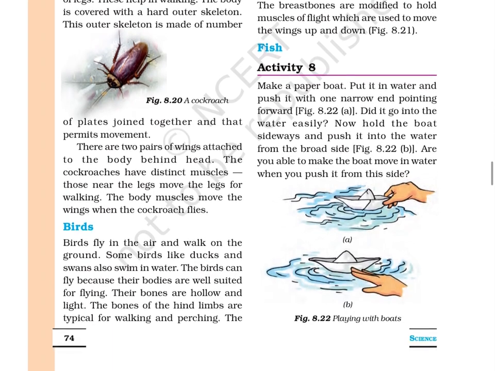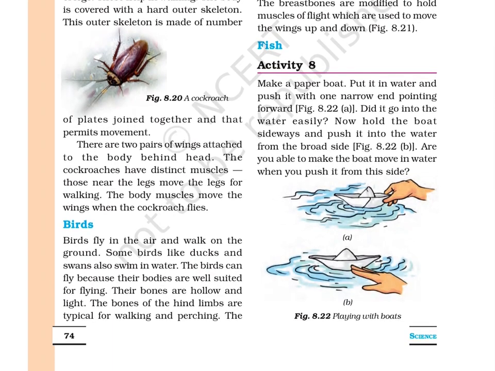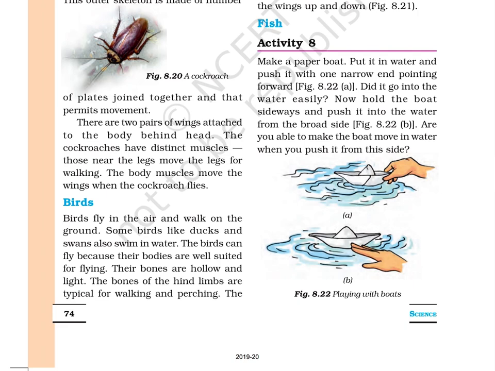Fish. Activity 6. Make a paper boat. Put it in water and push it with one narrow end pointing forward. Figure 8.22a. Did it go into the water easily? Now hold the boat sideways and push it into the water from the broadside. Figure 8.22b. Are you able to make the boat move in water when you push it from the side? Figure 8.22 shows playing with boats.